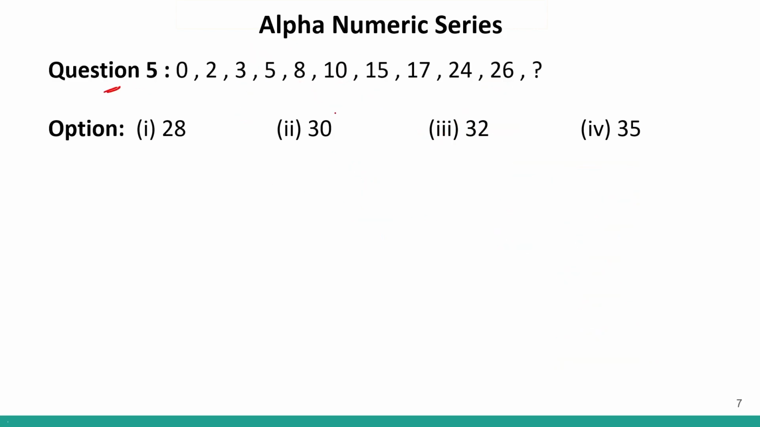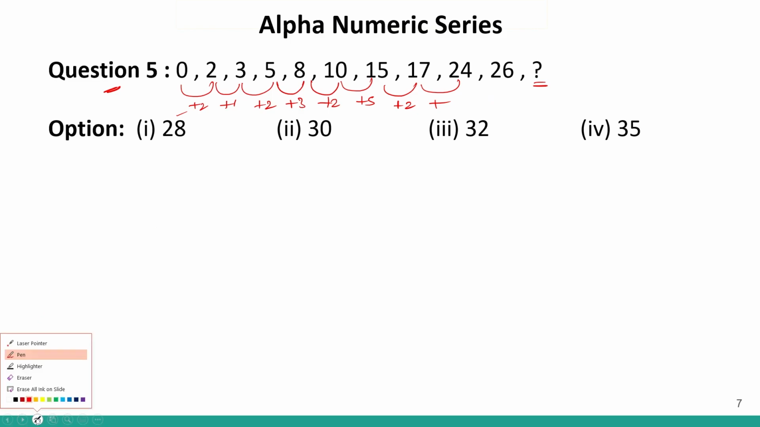Question number 5, we have 0, 2, 3, 5, 8, 10, 15, 17, 24, 26 and so on. And we have to find the missing term in the series. Now, if I look over here, I have plus 2, plus 1, plus 2, plus 3, plus 2, plus 5, plus 2. I cannot see a logic. So I see a mixed pattern. I've told you, whenever you see a mixed pattern, it could be either alternating operations or a combination of multiple series.